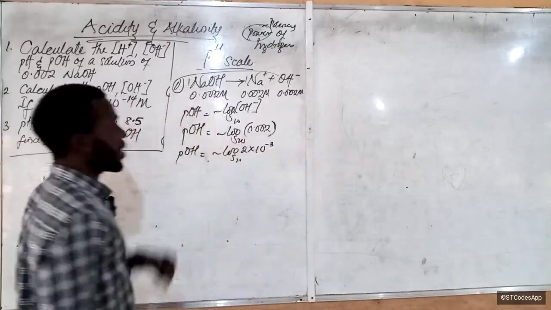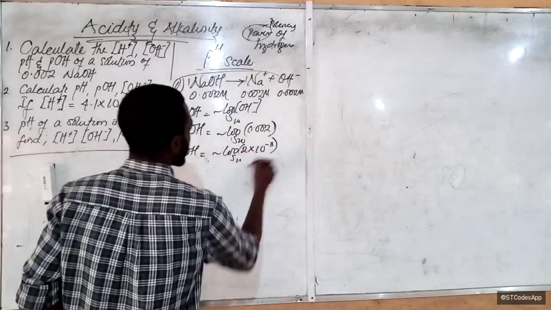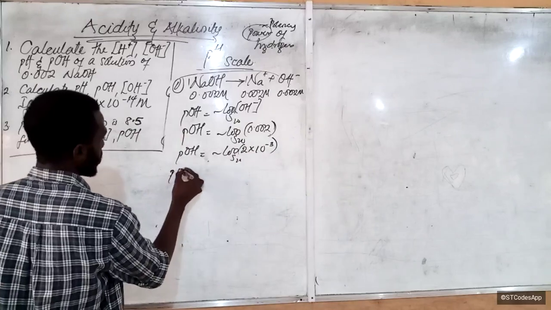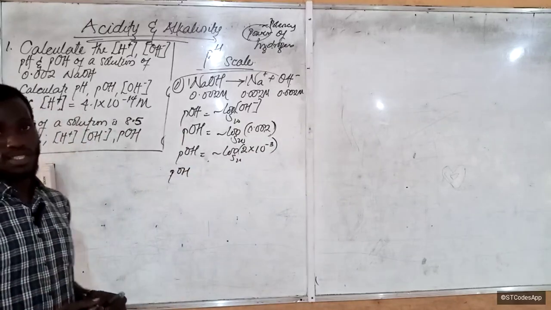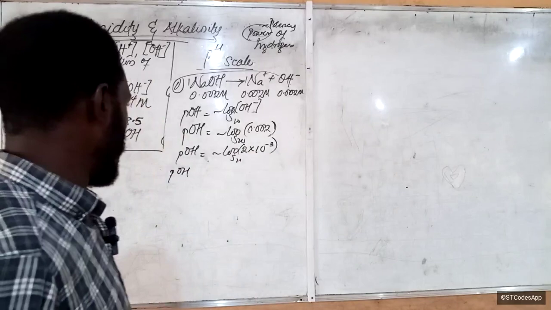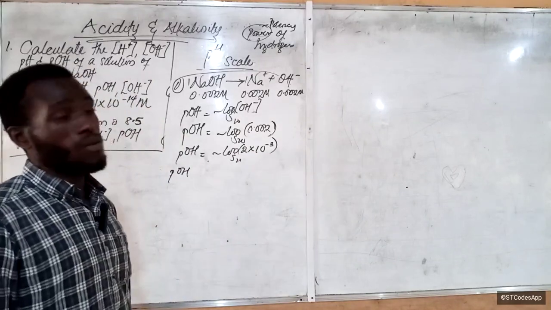1, 2, 3. So minus 3. All right, so this becomes pOH. Now you can basically just type that into your calculator, you get your answer. I think, yes, you can just type this into your calculator.